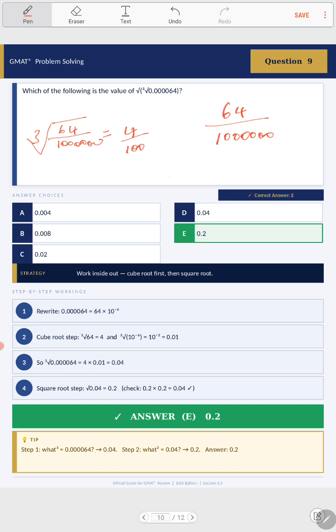Then finally, we find the square root of 4 over 100. The square root of 4 is 2. The square root of 100 is 10. Remember, the square root of 4 simply is 2, because 2 times 2 is 4. 10 times 10 is 100. 2 over 10 is 0.2. That's correct.